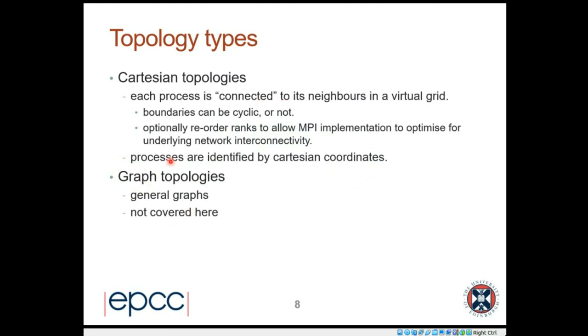You can actually define a more general graph topology. A graph is an unstructured mesh where any process is connected to an arbitrary number of neighbors. But I don't cover them here because they're not as useful and they're not as widely used. But if you say to yourself, look, I don't have a structured problem, my processes don't live in a 2D or 3D grid, it's unstructured, I have an unstructured mesh or a graph, then there is a way of telling MPI that you create a graph topology. But it's more complicated to create because you have to say for every rank, how many neighbors does it have and who are they? So you have to list lots of lookup tables. The Cartesian topologies are much easier to get to grips with.